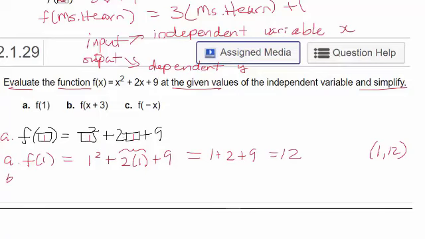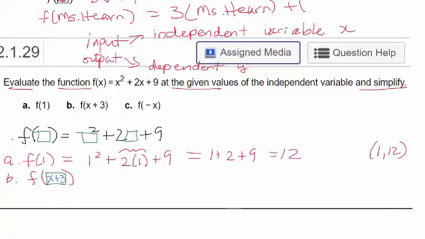Part B, they're asking us to plug in x plus 3, and people find this very confusing. I'm going to give it a different color to emphasize that we're plugging it in. All right, so what are we really doing? We're putting it into that box. f of whatever equals whatever squared plus 2 times whatever plus 9. So what's in the box this time? x plus 3. So we're going to take that and plug it in. And whatever we plug in, we square it, we multiply it by 2, and we add 9 to it.